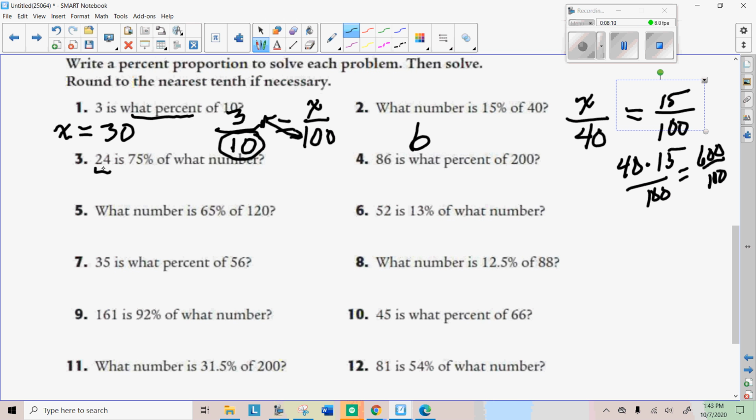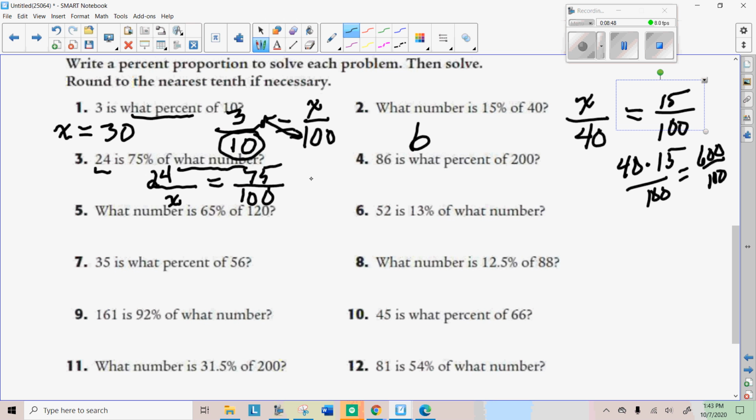This one says 24 is 75% of what number? So we have the percent is 75. That goes over 100. And then 24 is 75% of what number? What it's out of is the thing we're looking for here. I hope you could tell that. So I'm looking for the whole, and 24 is the part. So 24 out of some number, that's where I put the x, is equal to 75 out of 100.